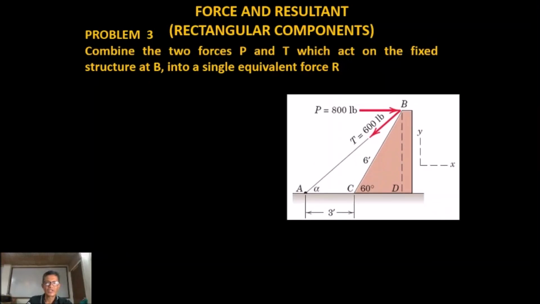Okay. Problem number 3, find the force and resultant using the rectangular component method. Combine the two forces P and T which act on the fixed structure at B into a single equivalent force R. So we have a fixed structure BCD, and the angle is 60 degrees, so that is a right triangle. We also have an obtuse triangle ABC, wherein AC is equal to 3 feet and BC is equal to 6 feet. Then meron tayo ng alpha. That angle alpha is equal to the angle of inclination of T. Okay, so it is shown here.